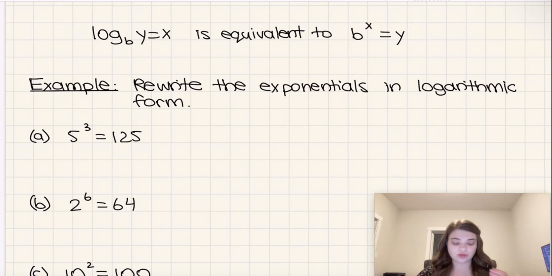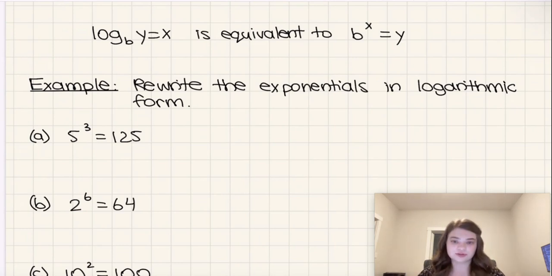Today we are going to rewrite the exponentials in logarithmic form. So keep in mind that logarithm with base b of y is equal to x is the equivalent of saying b to the power x equals y. And so we can use this formula in order to write every single exponential in logarithmic form.